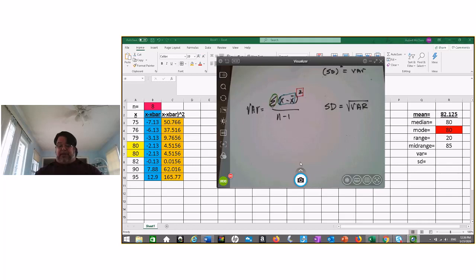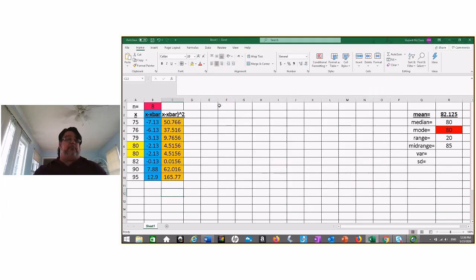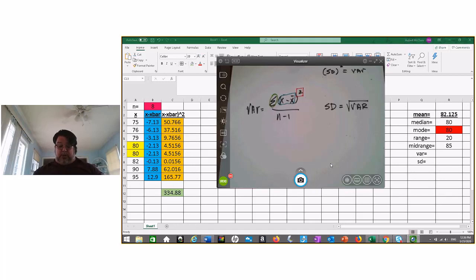Now I've got that funky E, the summation sign, which means I'm going to add everything up. So here we go. I'll highlight this green, kind of an off green. There we go. And I'm going to highlight and add all those up. And my numerator is 334.88. So 334.88 is the numerator for the variance.